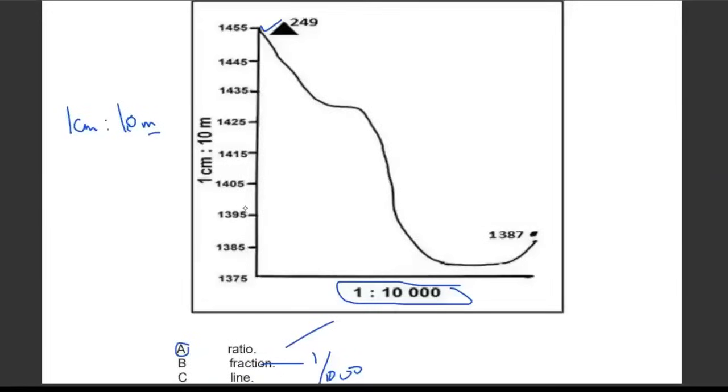How do we convert meters to centimeters? We multiply by the number of centimeters in a meter, which is 100. So we are multiplying our 10 by 100. So 10 times 100 gives us 1000. So for that reason, our scale is 1:1000. We have converted our 10 meters on the vertical scale by multiplying by the number of centimeters in a meter, times 100, to give us 1000. So the ratio scale of the vertical is 1:1000, and the horizontal is 1:10,000.